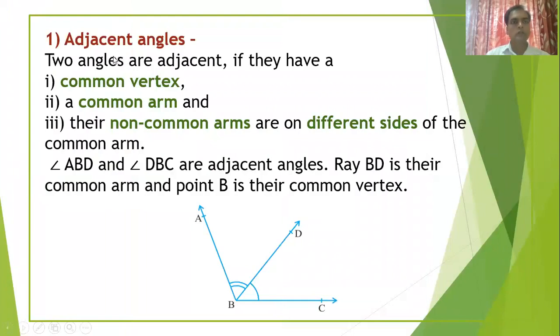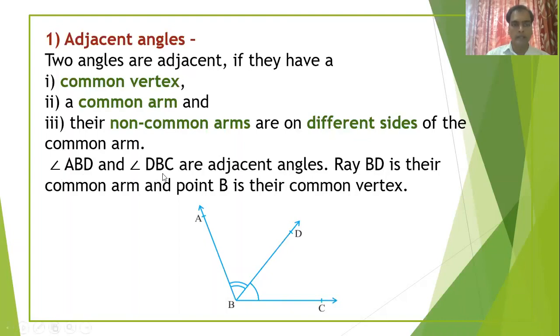Adjacent angles. Two angles are adjacent if they have a first, common vertex, second, a common arm, and third, their non-common arms are on the different sides of the common arm. So you can see there are three conditions and the two angles must satisfy all the three conditions if we have to say that they are adjacent angles.